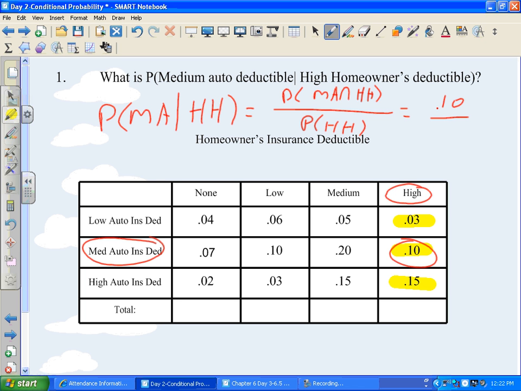That make sense? So high homeowners is going to be 0.03 plus 0.1 plus 0.15, which is actually going to be that total down there. What is it, 0.28? Is that right? Mm-hmm. So our probability that they have medium auto insurance, if, it's another way to read that, if they have high homeowners, it's going to be 0.1 divided by 0.28. I don't know what that is. 0.357 sounds right. Do we see how that formula matches up? And do we understand what that probability is giving us?